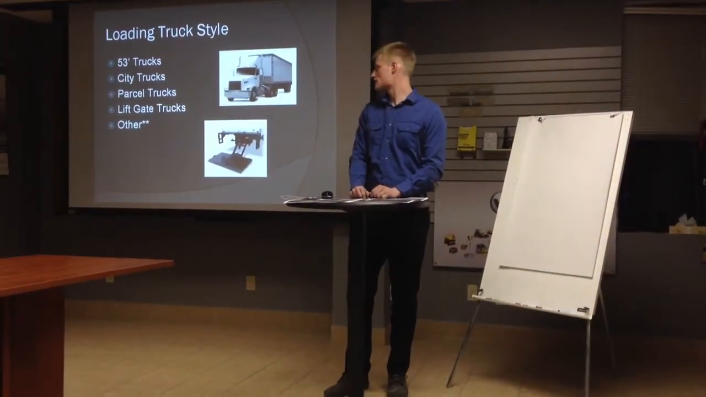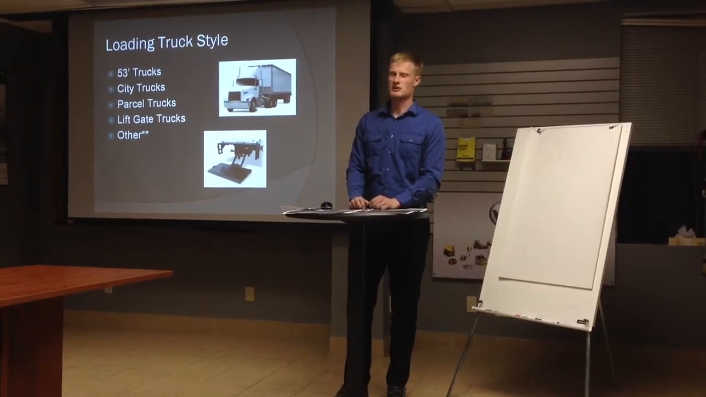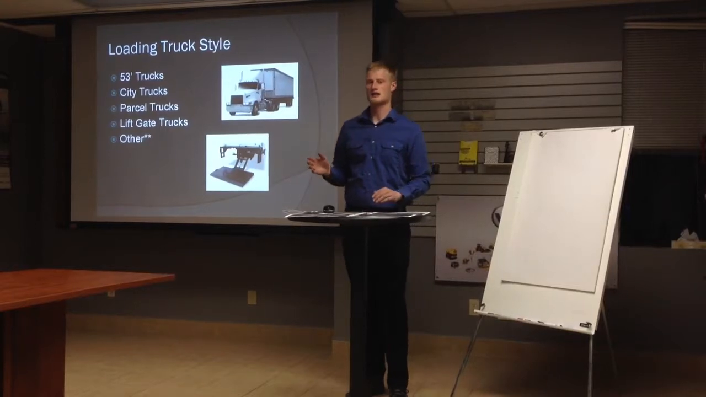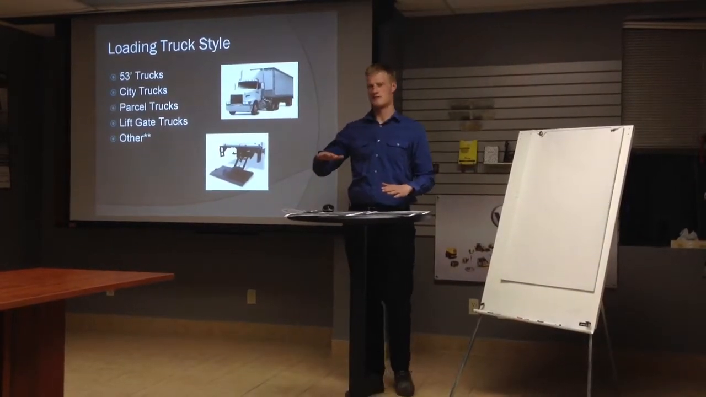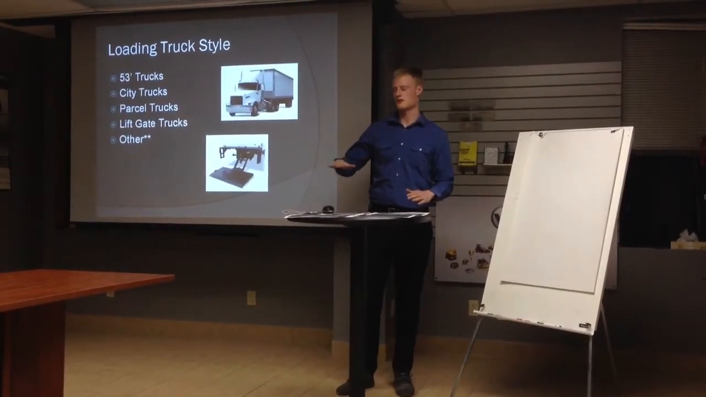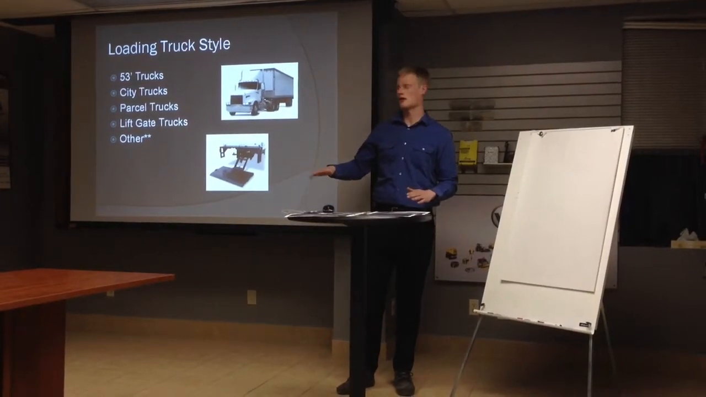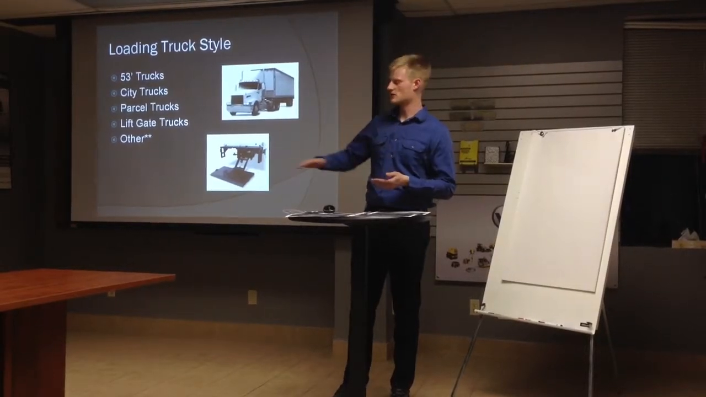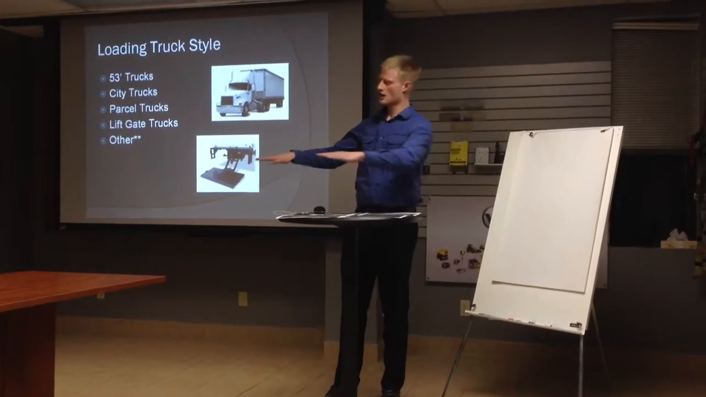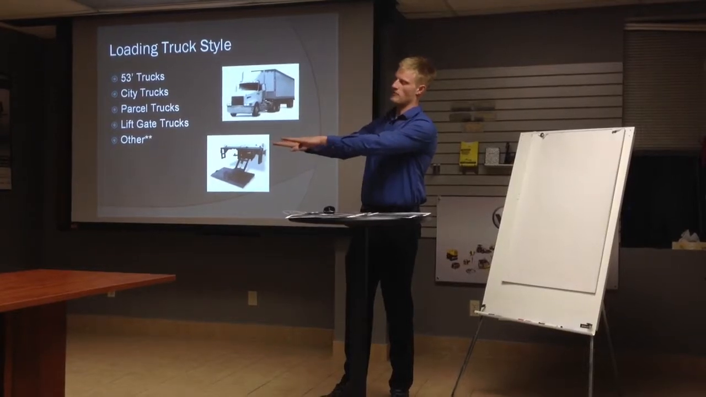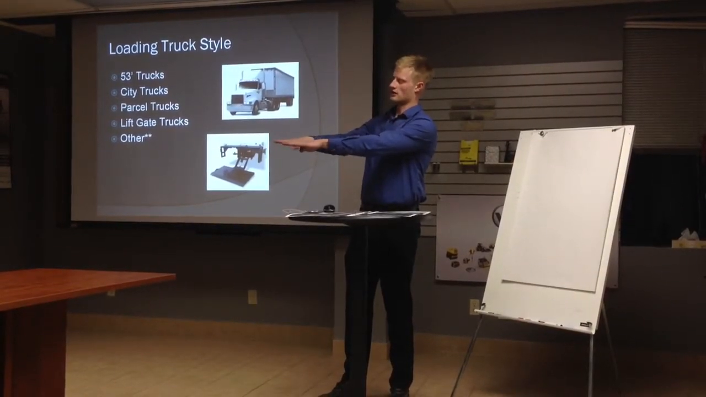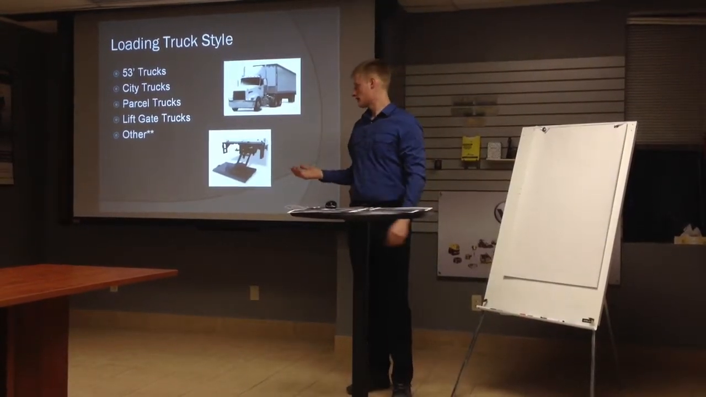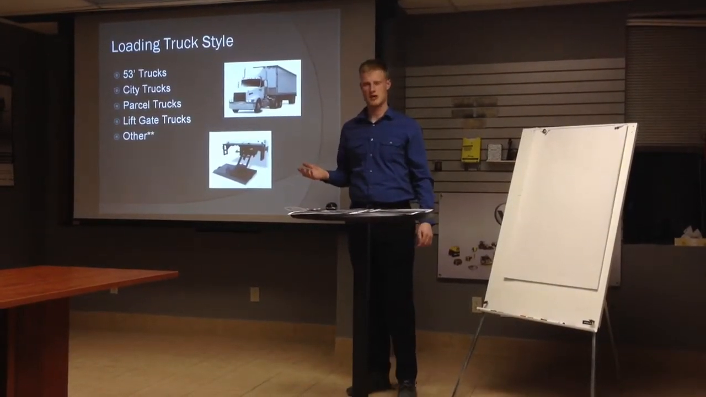The loading truck styles. I won't delve too much into this because there's not much more to understand other than this. Each loading truck has a certain height at which the bed of its truck, where we're going to be offloading, is from the ground and also from the dock leveler. So a 53-foot truck may be best suited for a leveler to be positioned 48 inches above ground, essentially even where the bed of the truck and the dock is on an even plane. We have city trucks, parcel trucks, liftgate trucks, and obviously cargo vans and many other trucks.